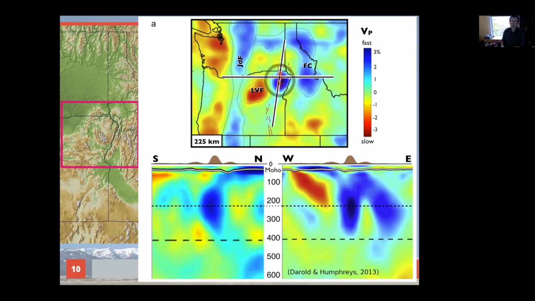This is another story that is, I think, well supported, but not very thoroughly studied. And most of the interpretations about it have been based on these continental scale mantle tomography models, including the ones that I'm showing here.